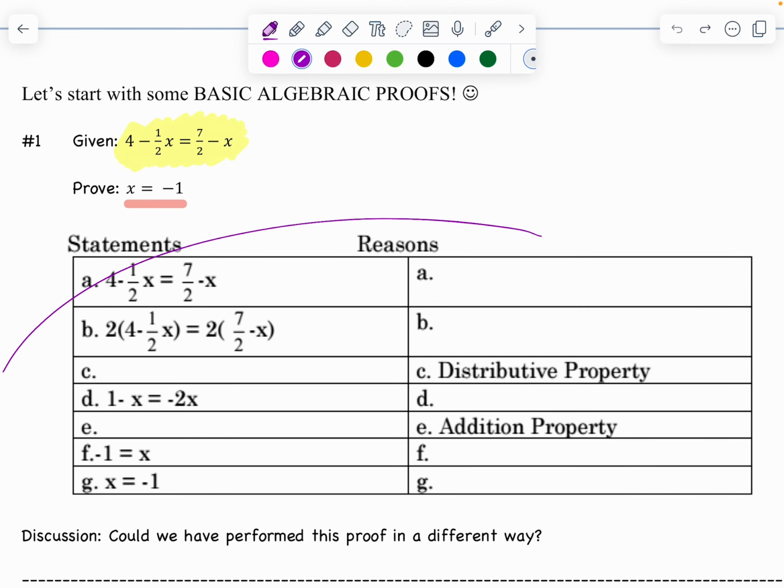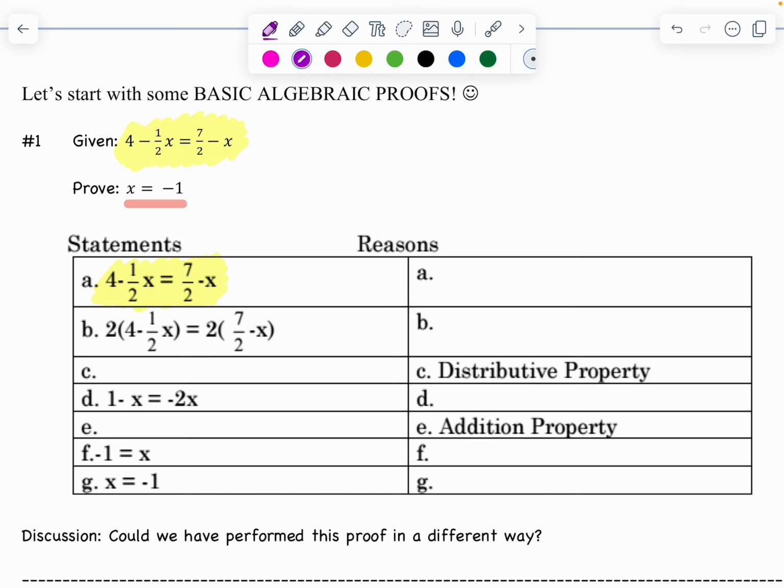Eventually we'll lose the filled in stuff, thankfully. But right now, we're putting that in there just to help you along in the beginning. Okay, all right, so here we go. We're going to start with step 1. Notice what step 1 says: 4 minus 1/2 x equals 7 halves minus x. That looks familiar. That's the given.